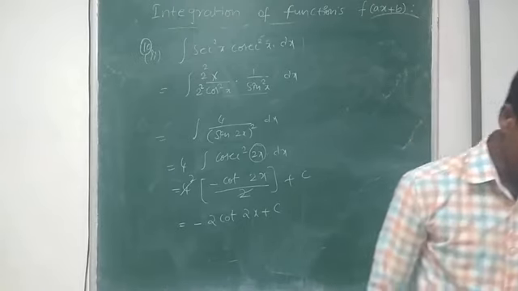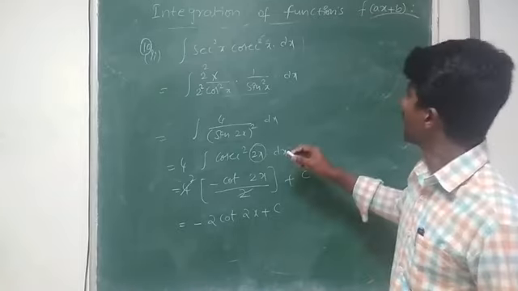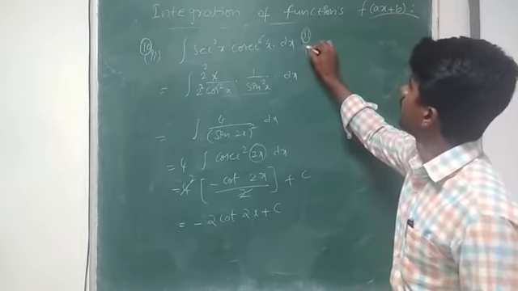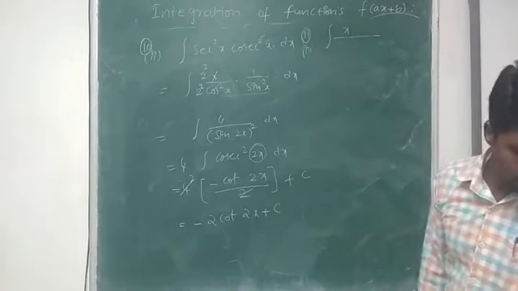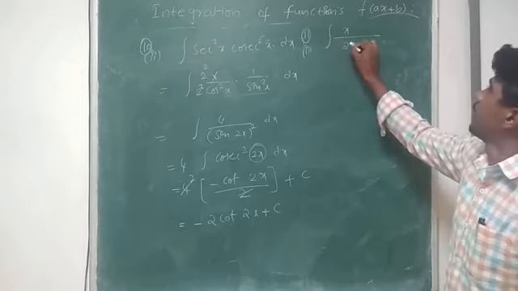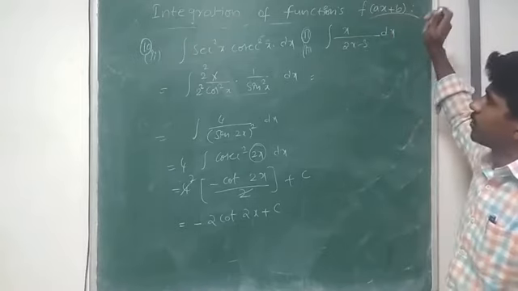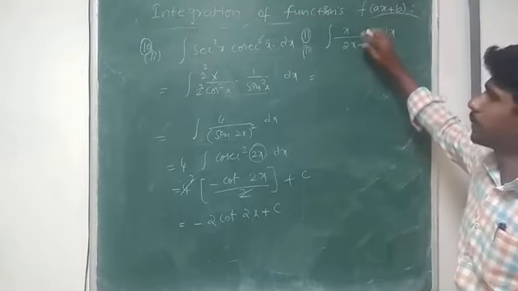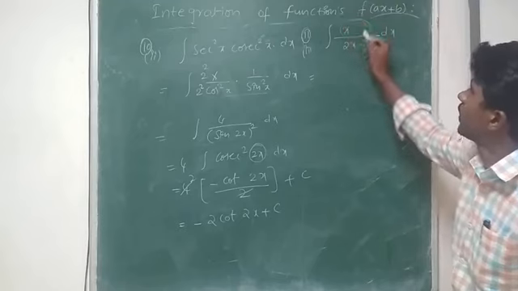Next, the second problem: integral of x by 2x minus 3 dx. This is in that form which is like the 4x by something I have explained. So I have to convert this particular numerator in this form.